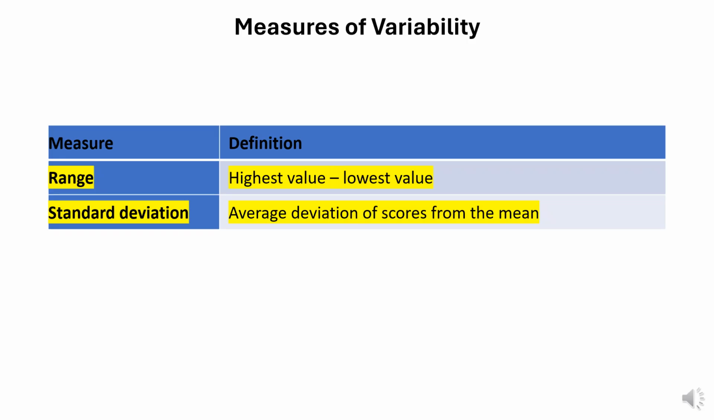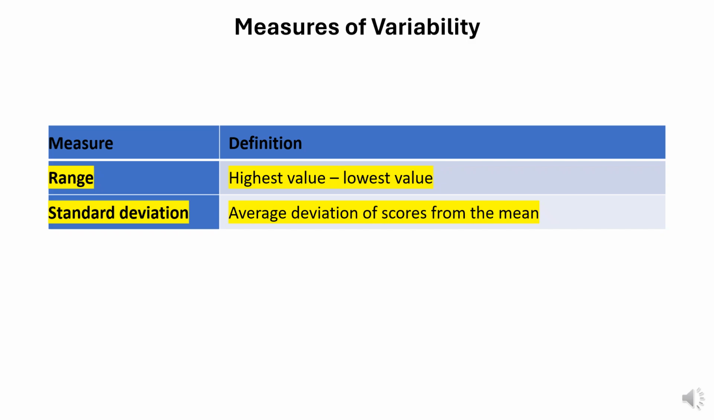A more sophisticated and stable measure is the standard deviation, which quantifies the average amount that each score deviates from the mean. In essence, the standard deviation captures the typical distance between individual data points and the center of the distribution. A small standard deviation indicates scores cluster tightly around the mean, while a large standard deviation signals wide dispersion.